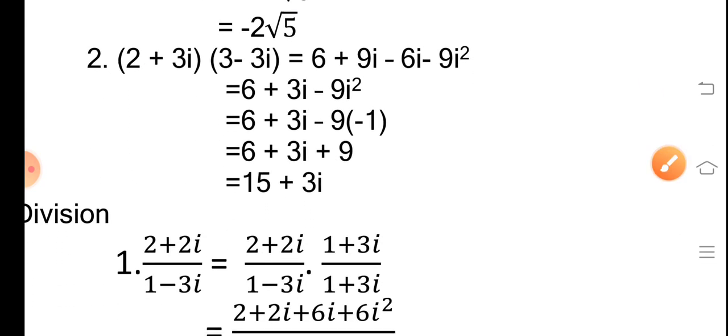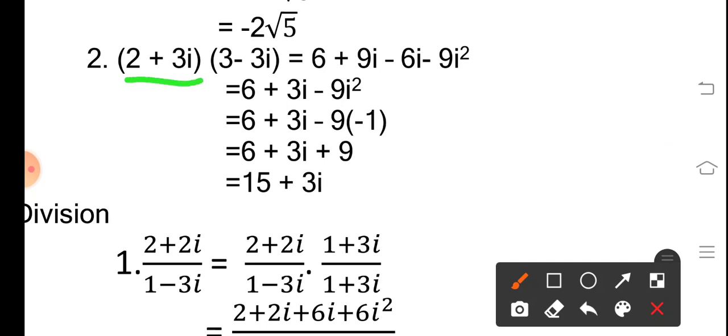Another example. If we have the quantity 2 plus 3i times the quantity 3 minus 3i, we can make use of the FOIL method. So 3 times 2 is 6. 3 times 3i is 9i. Then negative 3i times 2 is negative 6i. Then negative 3i times 3i is negative 9i squared.